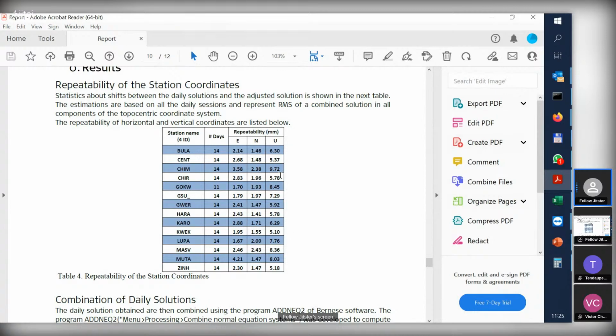So more or less, this is not in XYZ Cartesian, but in easting, northing, and basically height component. Easting and northing typically always give you better results because you have satellites basically all around. But height is always worse because you have satellites only above the receiver, not below. So that's the explanation why the height component is always slightly worse. So we can see Gokwe 8 millimeters. This is probably the worst site when it comes to the height.